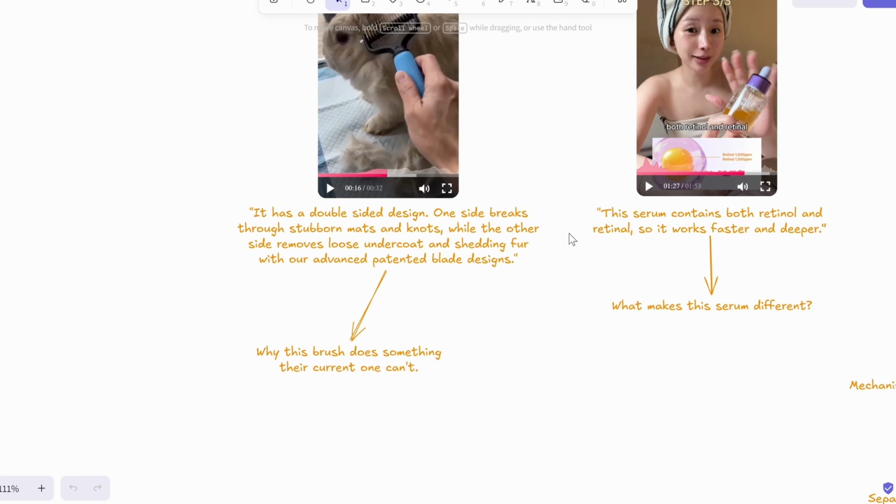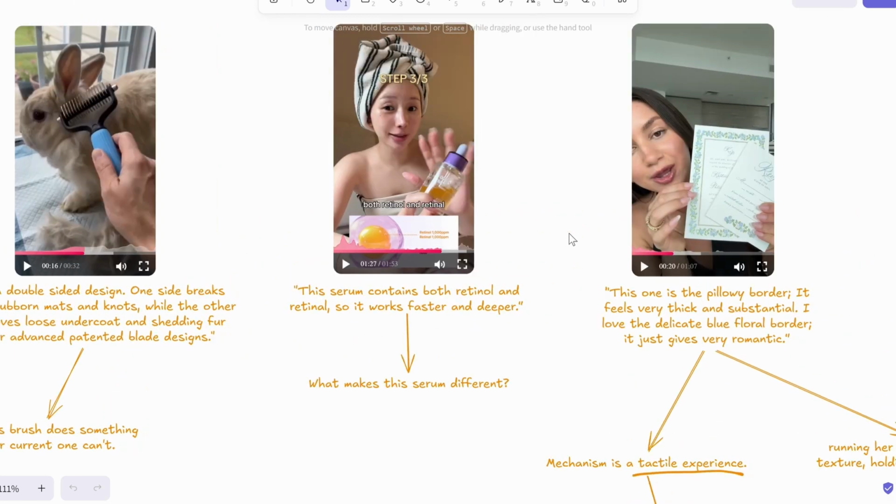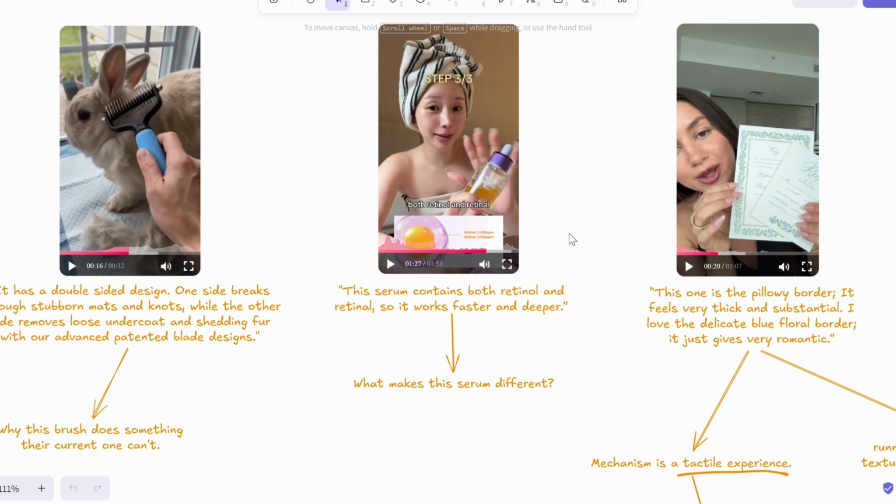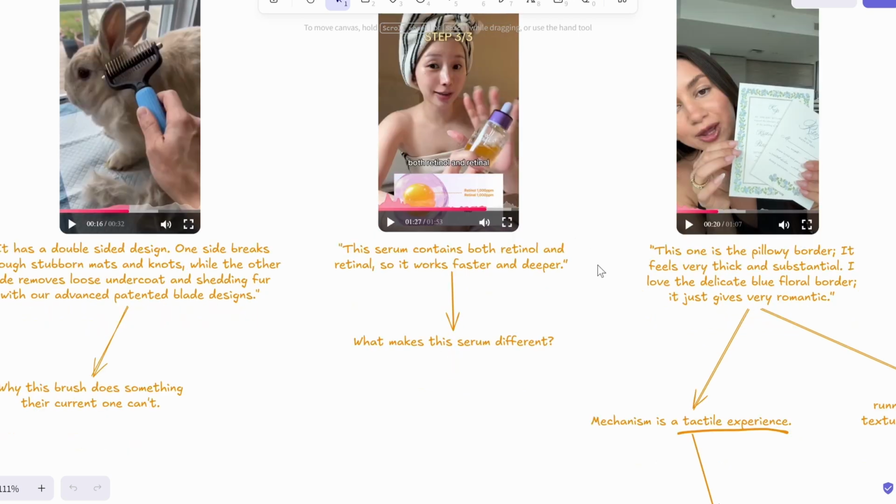I'll take this one. This serum contains both retinol and retinol, so it works faster and deeper. It's one sentence, but it tells the viewer exactly what makes this serum different from the 12 other serums they've already scrolled past today. The mechanism is the differentiator.